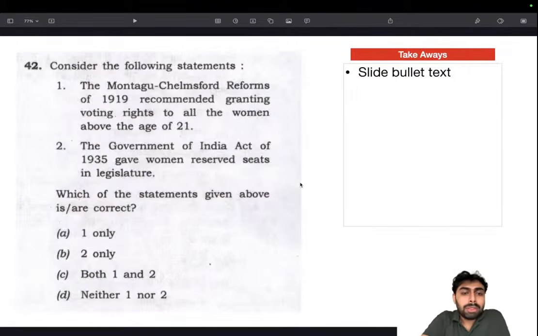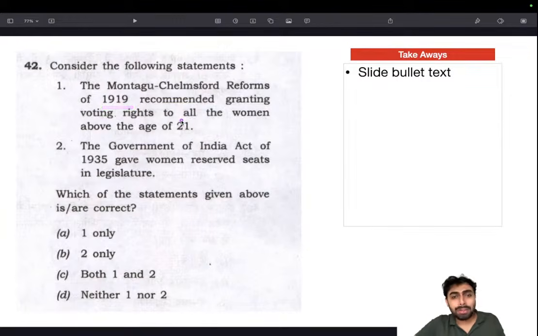Okay, next one. Montagu-Chelmsford reforms of 1919 recommended granting voting rights to all the women above the age of 21. Yeah. Okay, Government of India Act 1935 gave women reserved seats in legislature. First of all, it's an extreme statement, and you can imagine the year 1919.